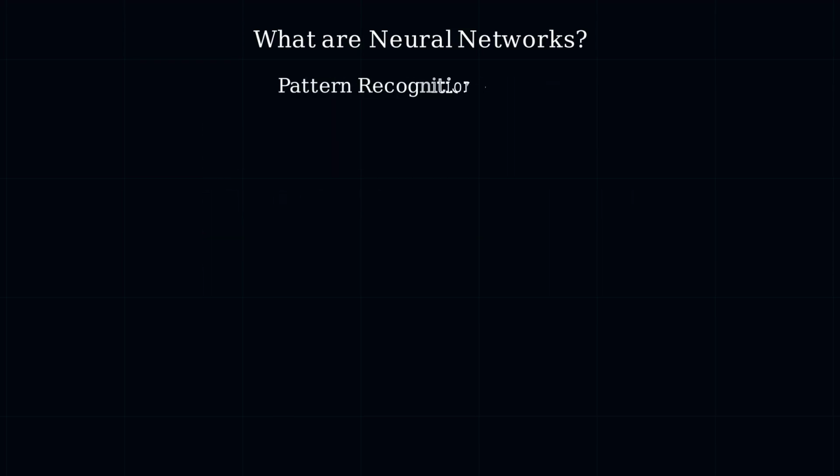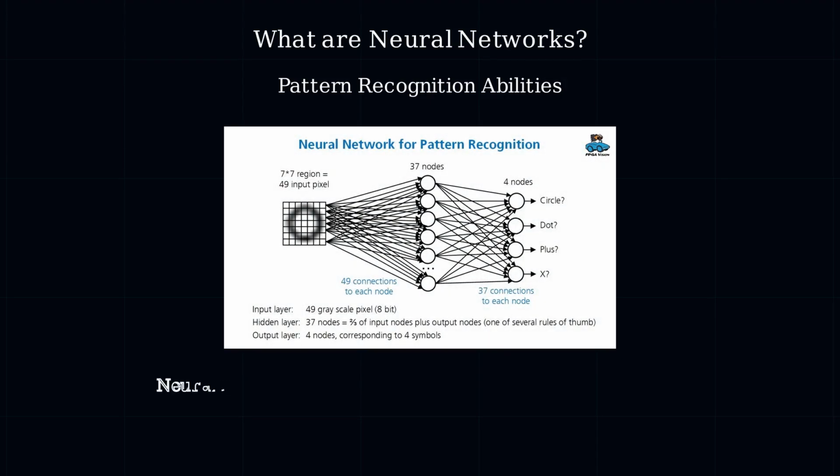This learning process allows the network to recognize complex patterns and make predictions based on new inputs. Neural networks can identify patterns that might be too subtle or complex for humans to detect. By mimicking the human brain's structure, neural networks have become powerful tools for solving a wide range of problems in artificial intelligence.